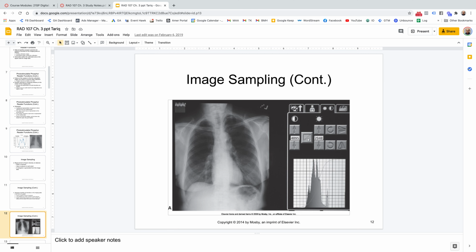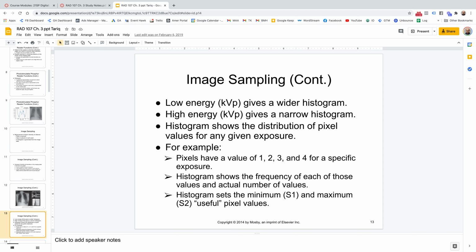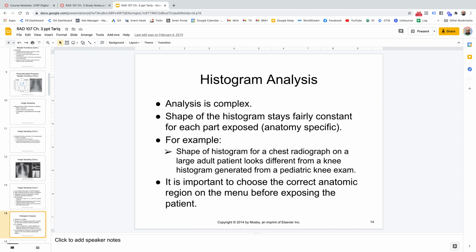So here's another histogram. When you have low energy kVp, you get a wider histogram. High energy, you get a narrower histogram. If your pixels have a value of 1, 2, 3, and 4 for a specific exposure, the histogram is going to show the frequency of each of those values, an actual number of values. I wouldn't worry about this here. Depending on the body part, you're going to have a different shape of the histogram.